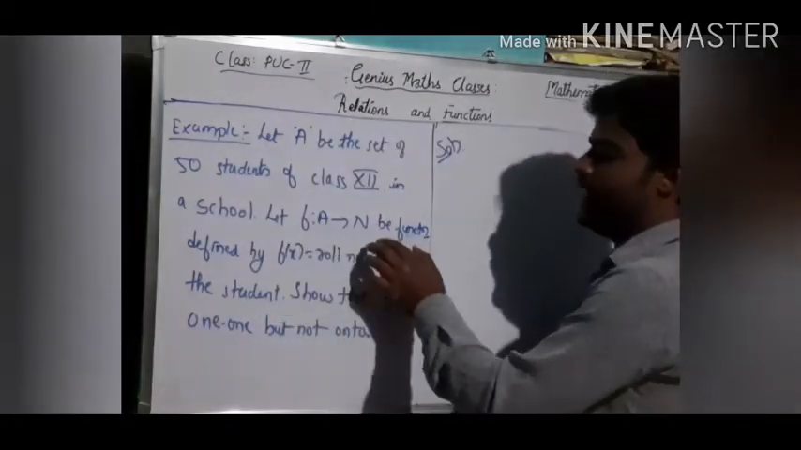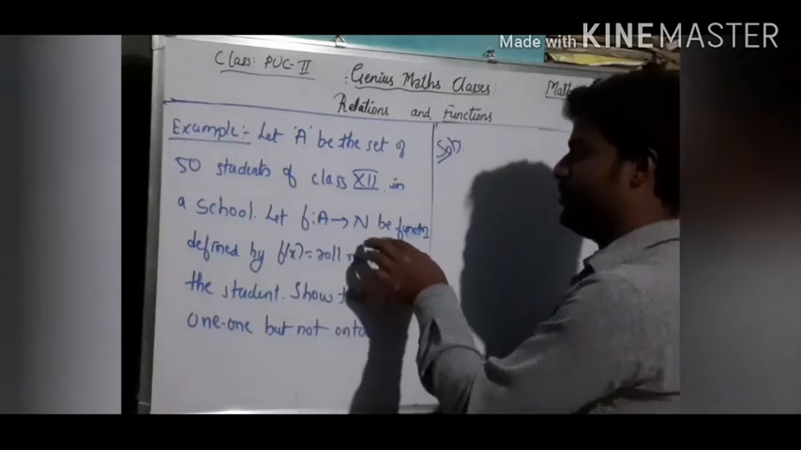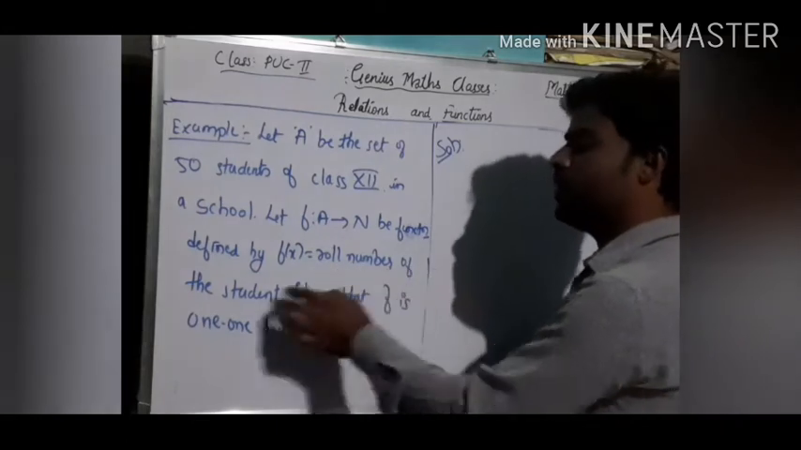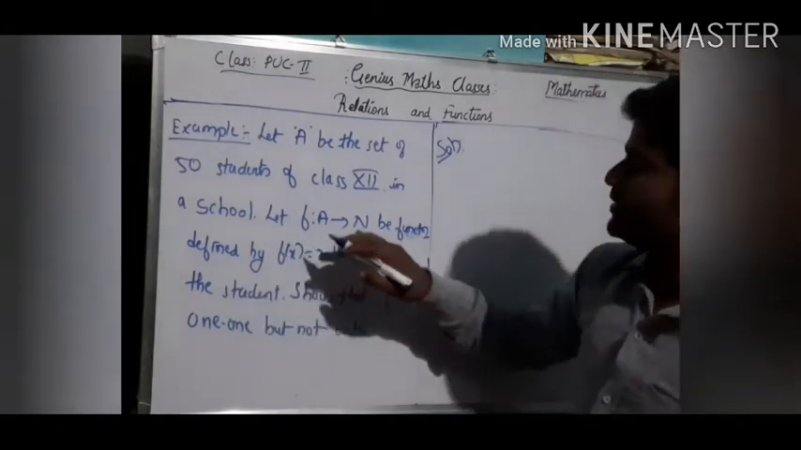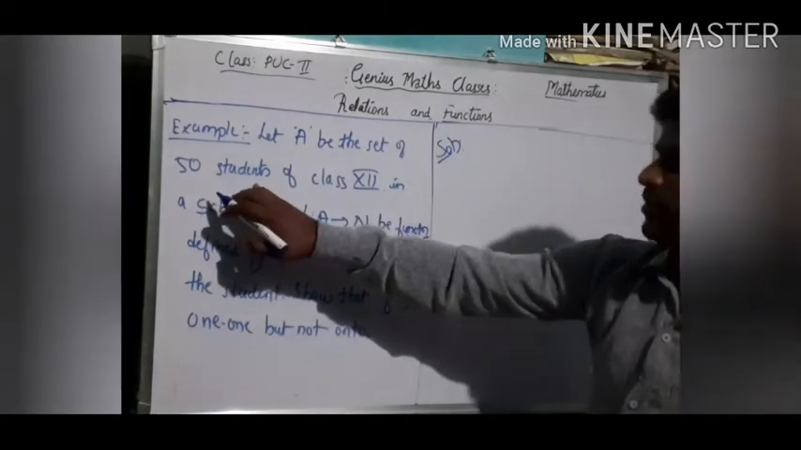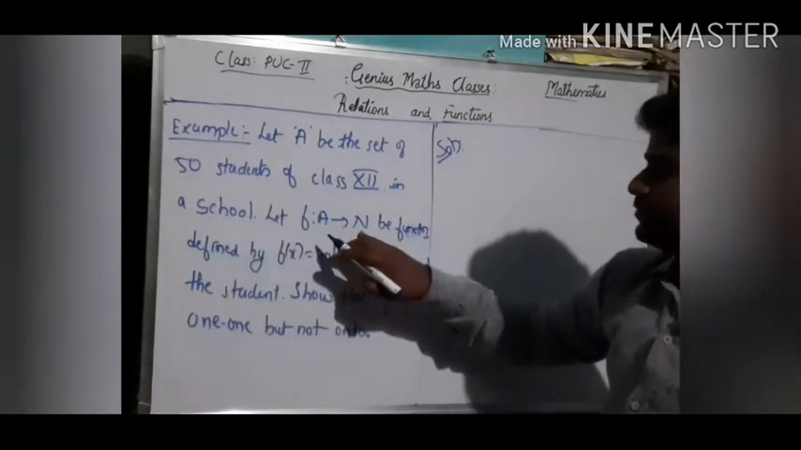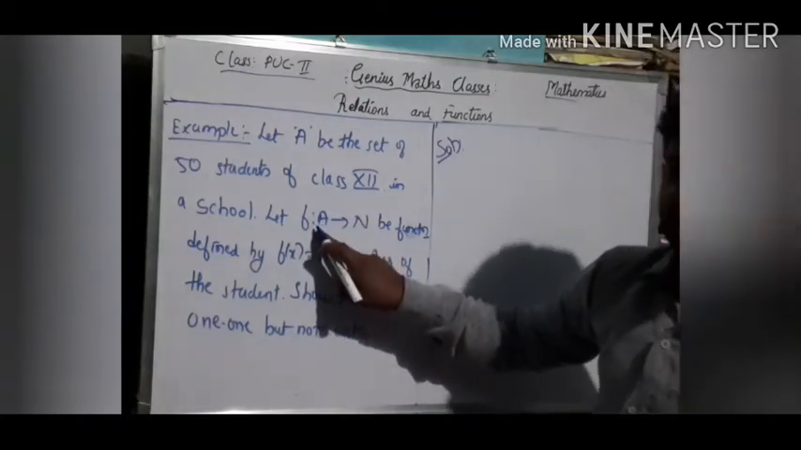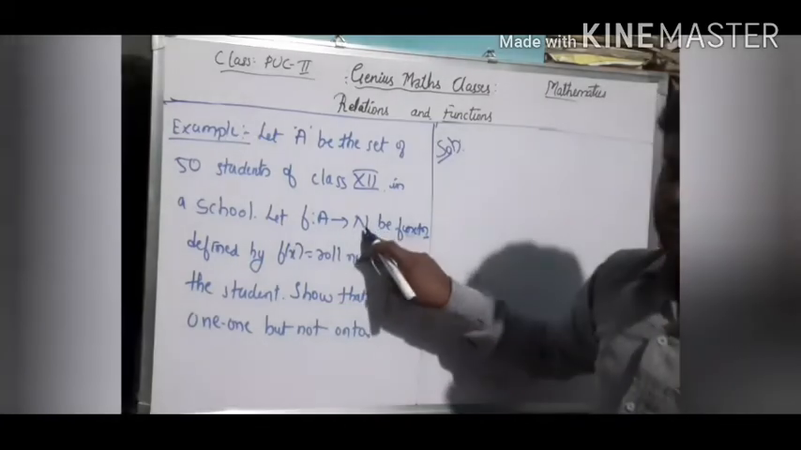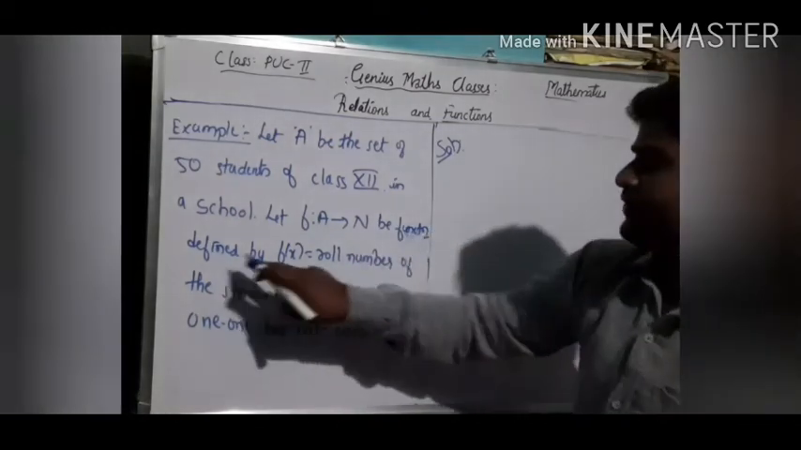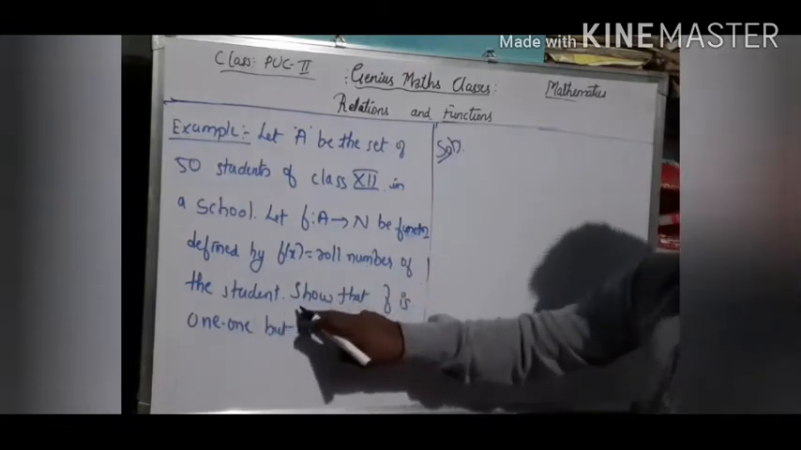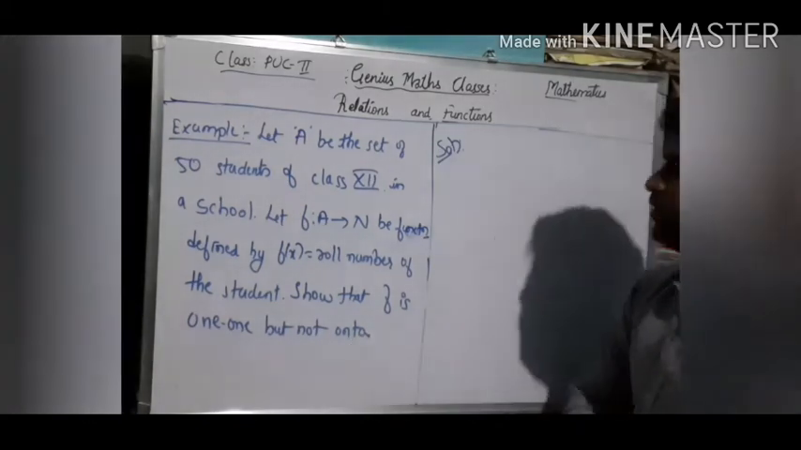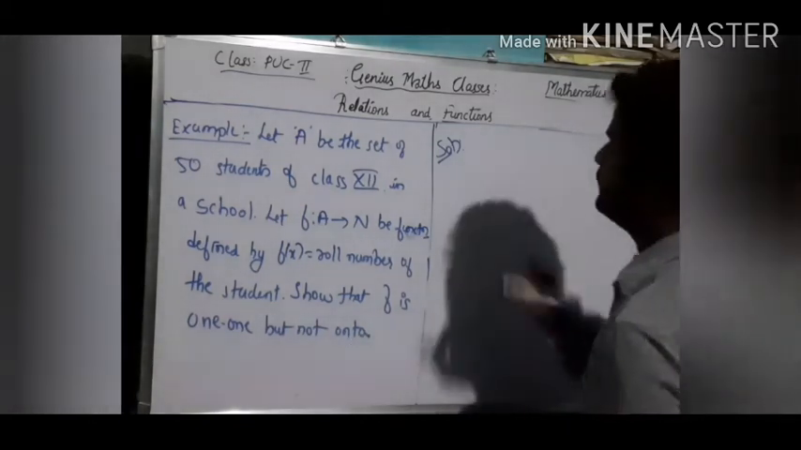Let f from A to N be the function defined by f of x equal to the roll number of the student. It has 50 students. N is the set of natural numbers. Show that this function is one-one but not onto. Let me observe the solution.